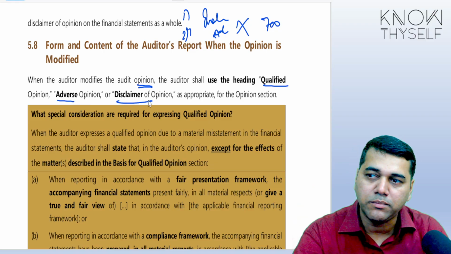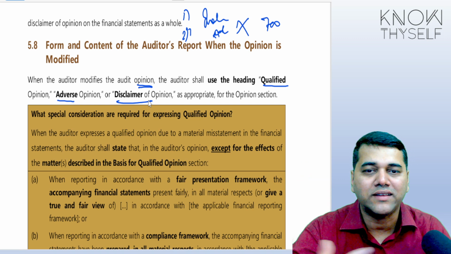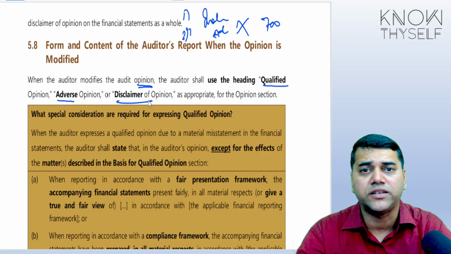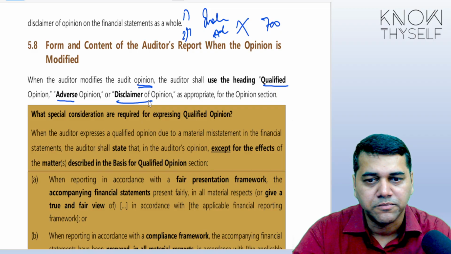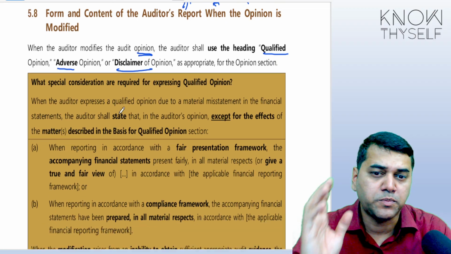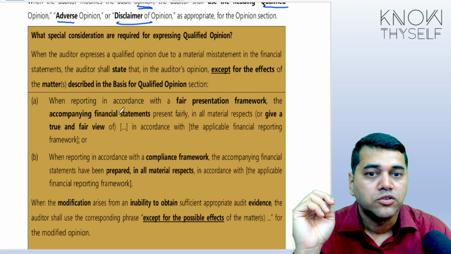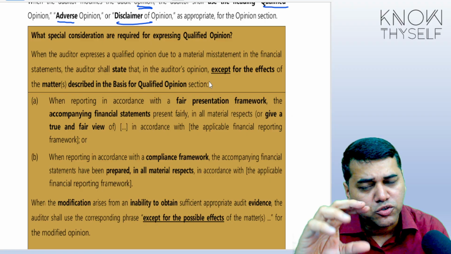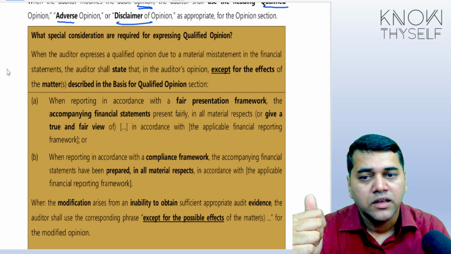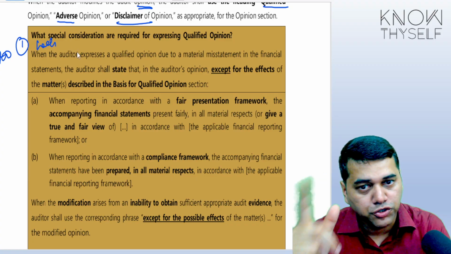So that the moment a reader opens the auditor's report, the very first thing he will come to know is what exactly they are going to tell, because that's the most important thing, the opinion. Like I said, doctor's opinion, teacher's opinion. Now, what is the special consideration in expressing the qualified opinion? They told you only the changes. As per SA 700, what is the very first thing you should start with? First element is we have audited. Should you say that?